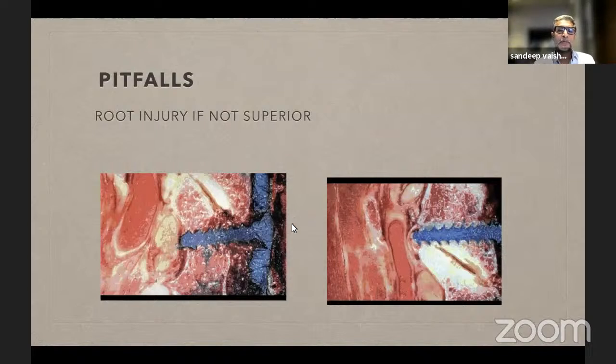So now here, these are two diagrams showing that if you go too far beyond the opposite anterior cortex, you can damage the nerve. And if you go straight ahead, you can damage the vertebral artery.